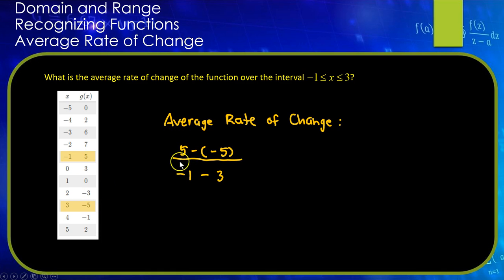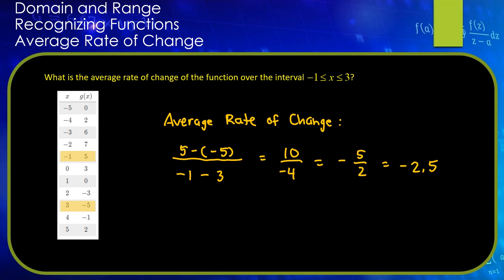I chose to do 5 minus negative 5, so I chose the x coordinates in the same order, negative 1 minus 3. So 5 minus negative 5 is 10. Negative 1 minus 3 is negative 4. This becomes a negative 5/2 or a negative 2.5 for the average rate of change.